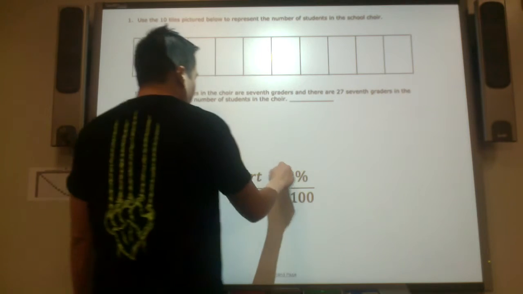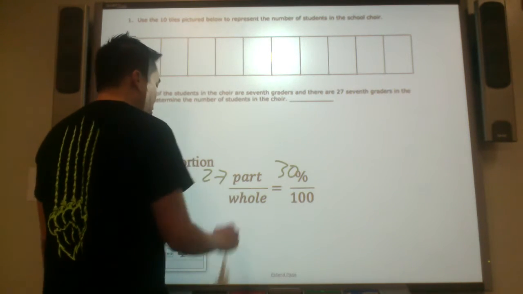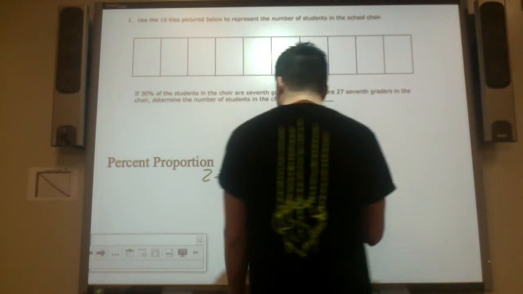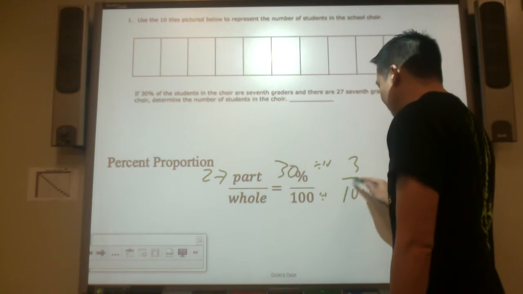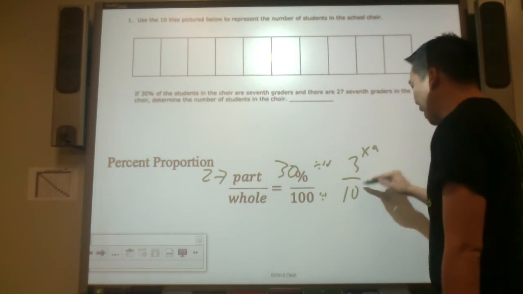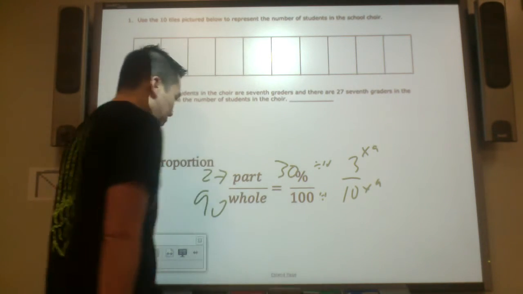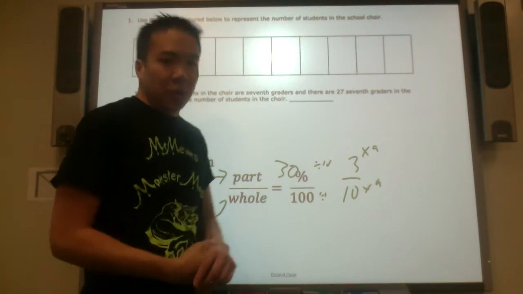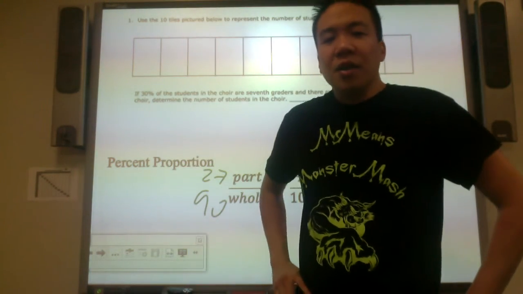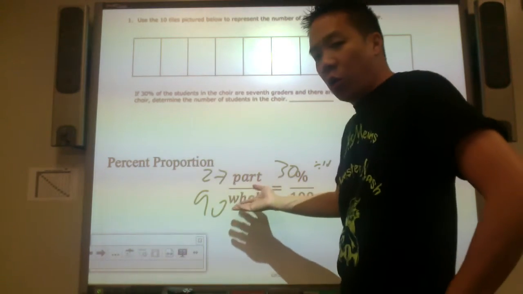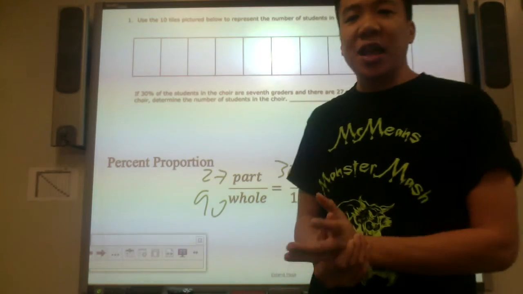This is right here, 30%. I know there are 27 7th graders. That's part of the choir, but we don't know what the full amount of the choir is. Let's break this down by 10. That's 3/10. Build it back up to 27 by 9. So there are 90 students in the full choir. So what we're pretty much doing right now is using the percent proportion or percent bar to find the parts, the wholes, and the percents. Using that, you'll be able to answer all these questions, anything with percents.